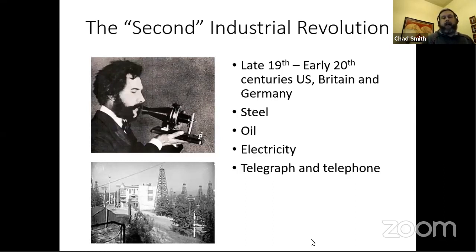Steel, oil, electricity, and communication technologies such as the telegraph and telephone were all examples of new technologies that were part of the Second Industrial Revolution.